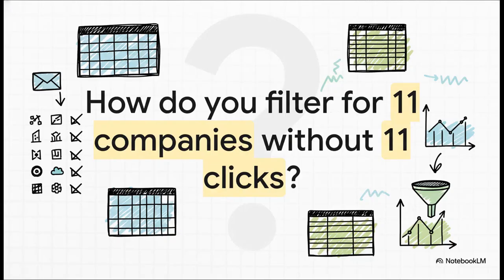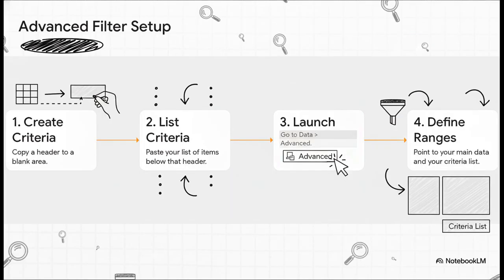Okay, picture this. Your boss sends you a list of like 11 specific companies. Pull the data for just these, they say. With a basic filter, what do you have to do? You have to click the drop-down, scroll, find one, check the box, scroll, find the next one, check the box. It's awful, it takes forever, and you're bound to miss one. This is a perfect job for the advanced filter.